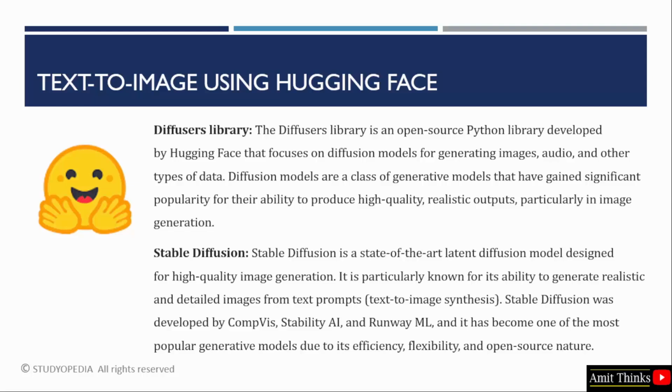Now what is the diffusers library and stable diffusion? The diffusers library is an open source Python library to focus on diffusion models for generating images, audio and other types of data. These are a class of generative models only developed by Hugging Face. What is stable diffusion? It is a latent diffusion model designed for high quality image generation. So you can generate images from text prompts using this. It is also one of the most popular generative model. Let us see the example.